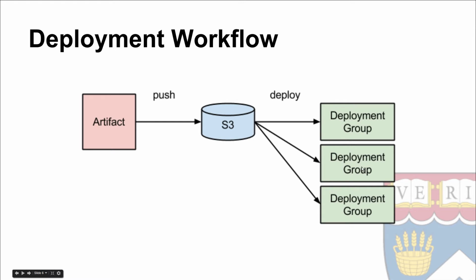So that's how it works. It's kind of a 2-stage approach, if you will. You build your artifact, you push it up to some place that CodeDeploy can get it, which is usually S3. CodeDeploy also supports GitHub if you want to put it in GitHub. And then you push it out into various deployment groups inside of the application that you defined with CodeDeploy.